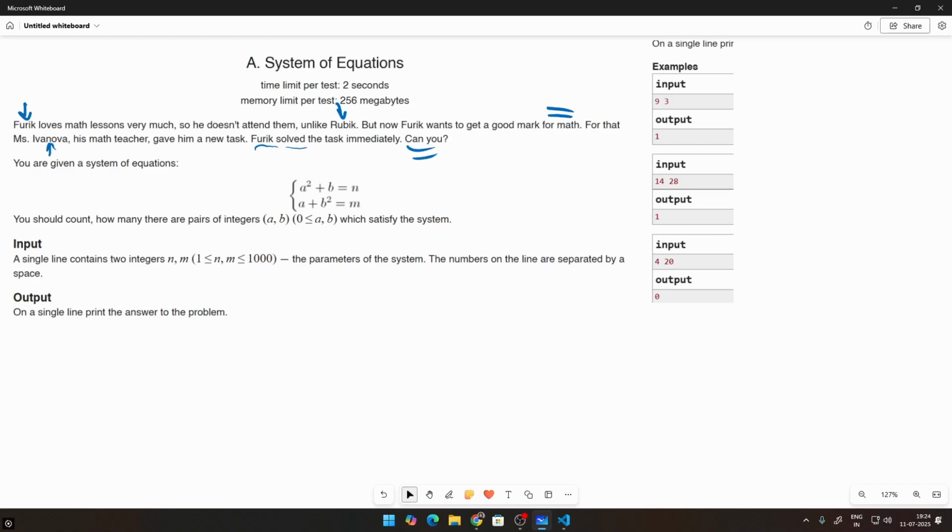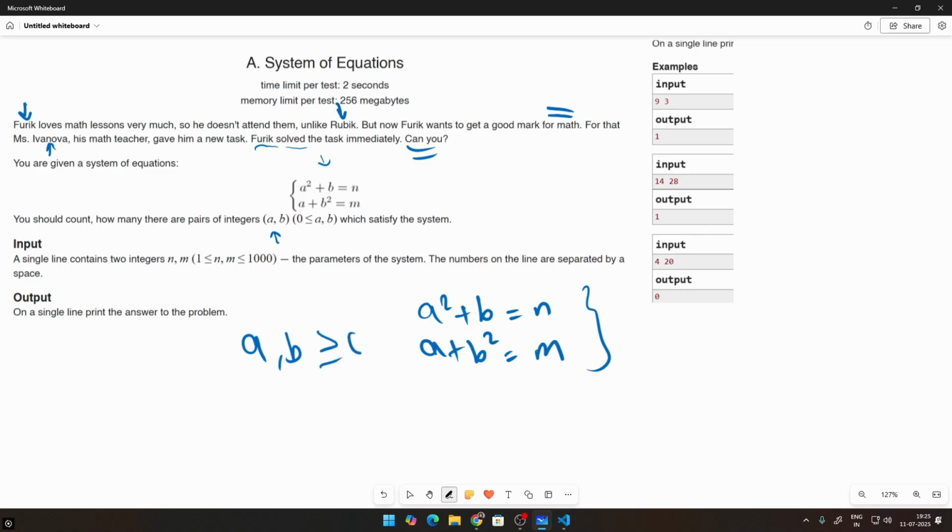Can you? Okay. So you're given a system of equations: a² + b = n, and a + b² = m. You should count how many pairs of integers (a, b) satisfy this system of equations, where a and b are greater than or equal to 0. What is given to us is n and m. Using that, we have to count how many pairs of integers solve this system of equations.